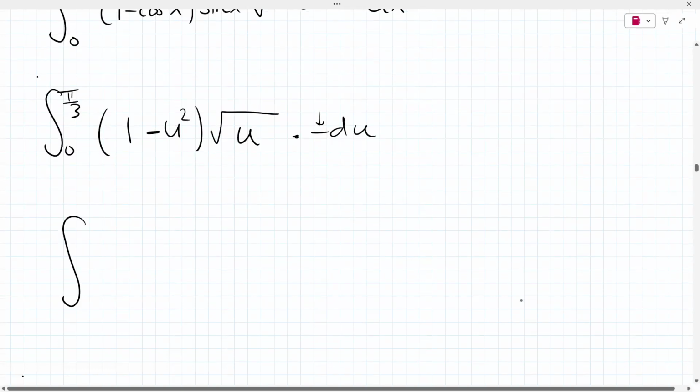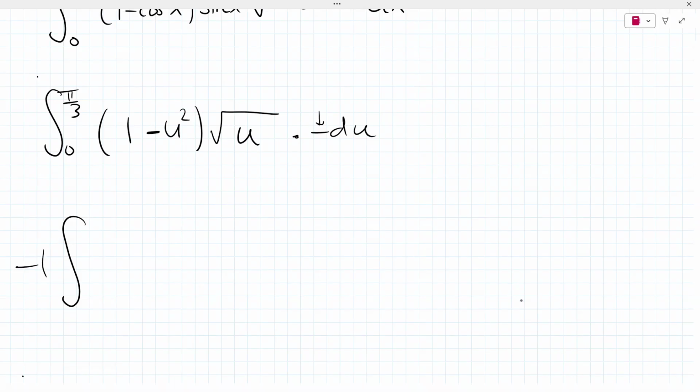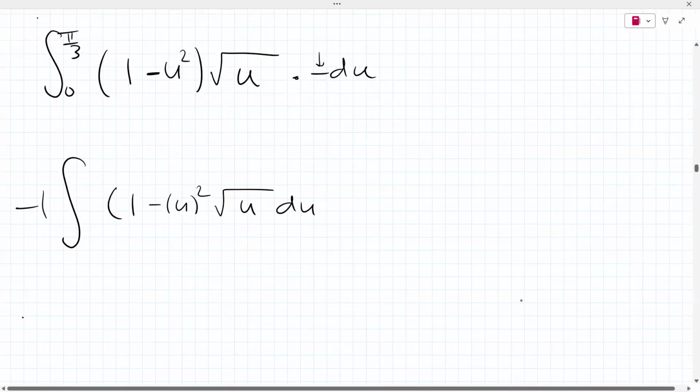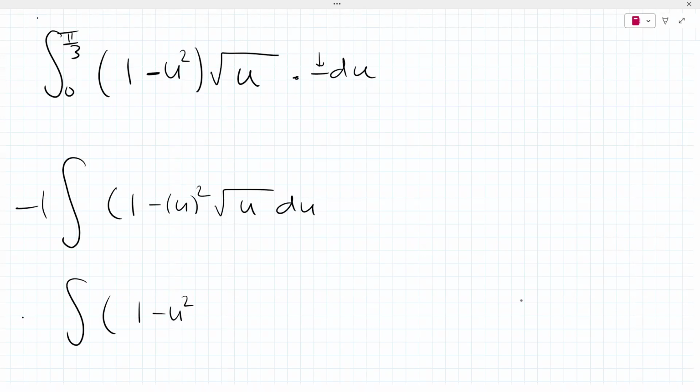Okay, and then you have a minus here, so you can put that in front. So it's going to be 1 minus u squared times square root of u du. And then this, 1 minus u squared times square root of u, can be written as a power, u to the 1/2, du. And then let's change our boundaries.